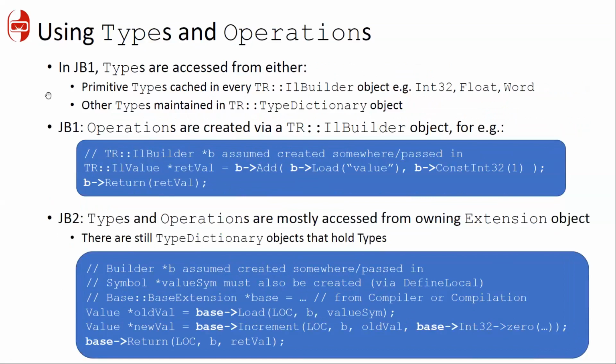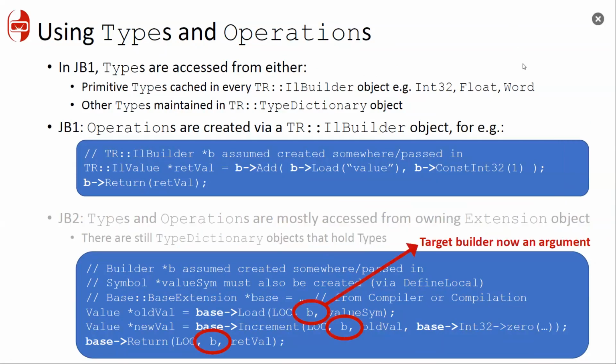So I'm trying to showcase the difference between how things used to work in JB1 and how they now work in JitBuilder 2. In JitBuilder 1, you would access types from cached versions that are stored off of the TRIL builder object. So there's just int 32, float 32, whatever. You can just access them directly when you're writing your code that's accessing these operations.